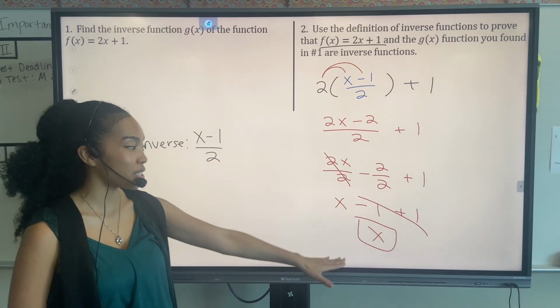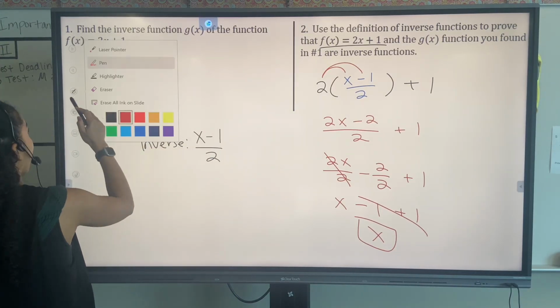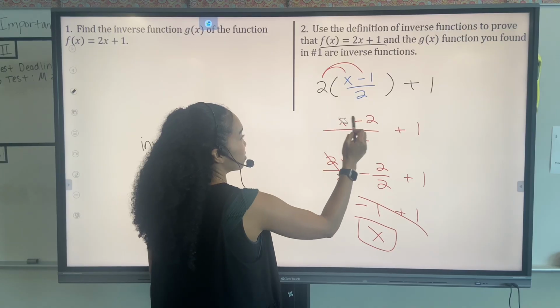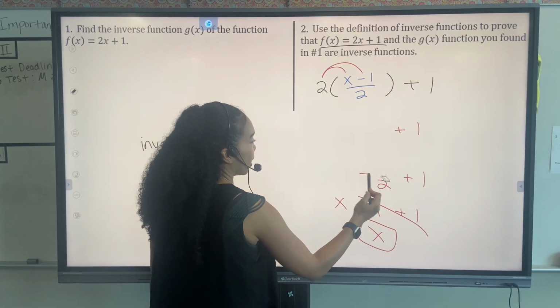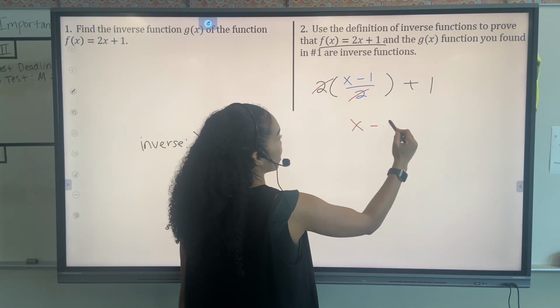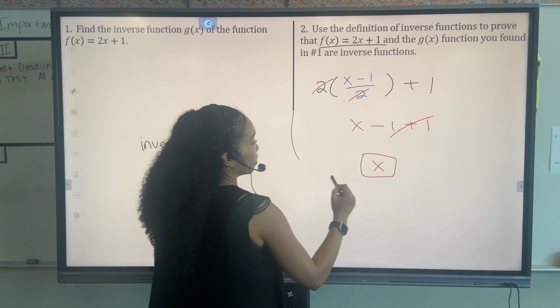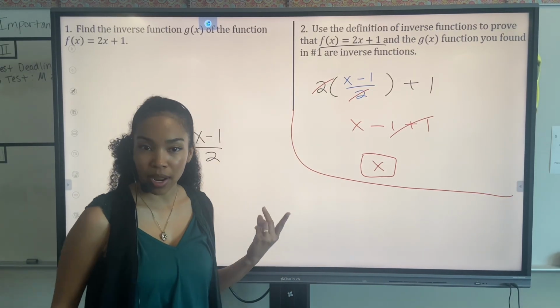That was our goal, to get x. Now, please, I don't expect you to have to distribute this. I want you guys to see that they just cancel out. Those cancel, you're left with x minus 1 plus 1, you get x. All right, now we're going to do it the other way around.